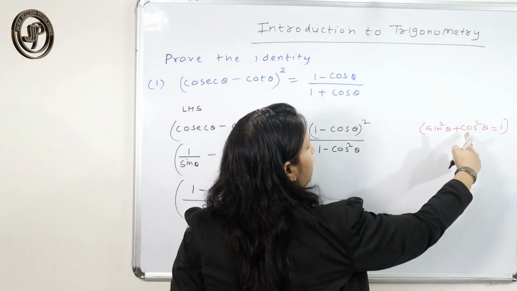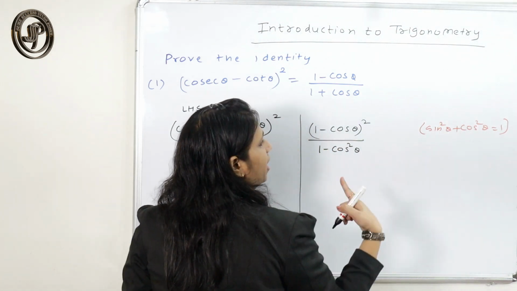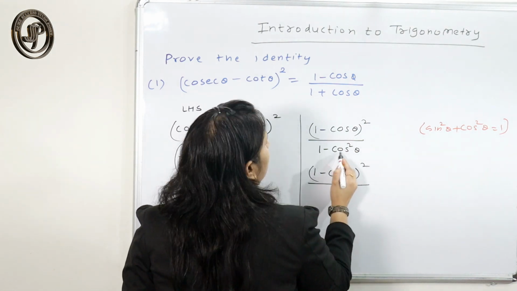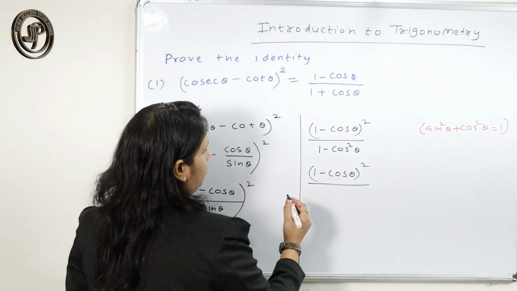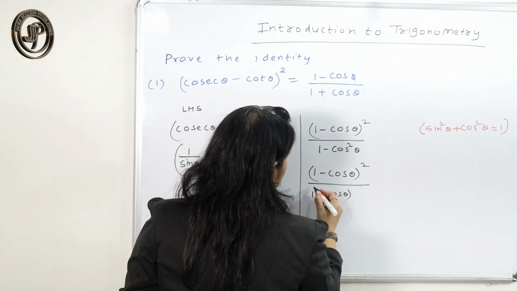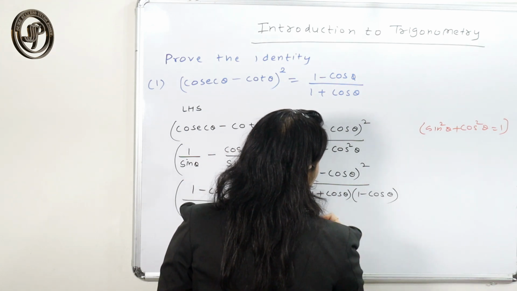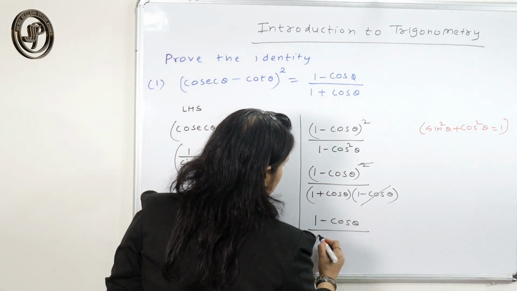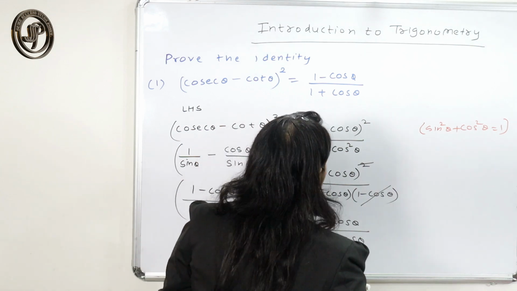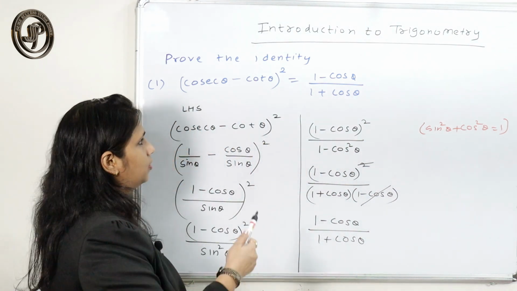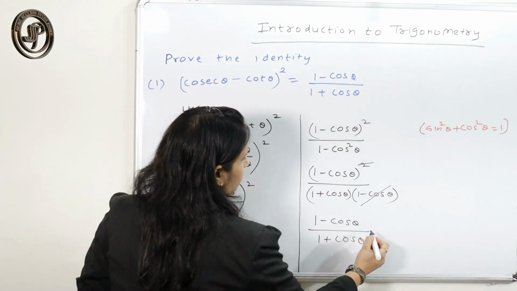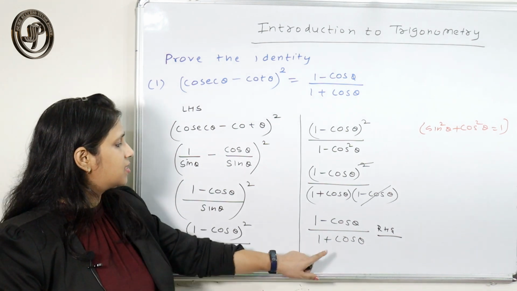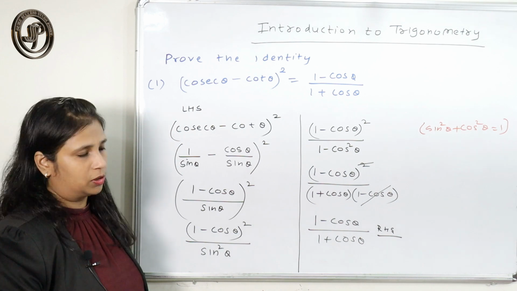If I take it to the other side, sine square theta can be written as 1 minus cos square theta. Now if I simplify, I can use the identity a square minus b square, so (a plus b)(a minus b), and this and this will cancel out. So I get (1 minus cos theta) upon (1 plus cos theta). I will not simplify this further, because I get the result that I want. So I have simplified the RHS, and my RHS, 1 minus cos theta upon 1 plus cos theta, is what I needed to prove.